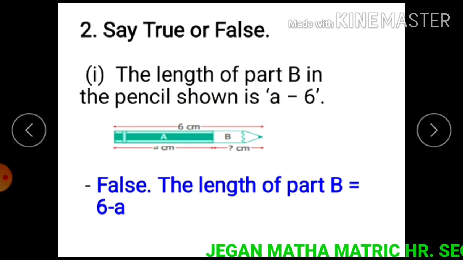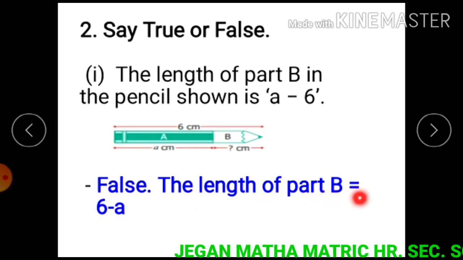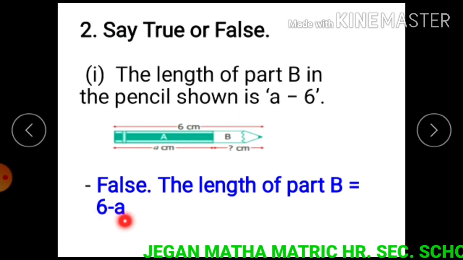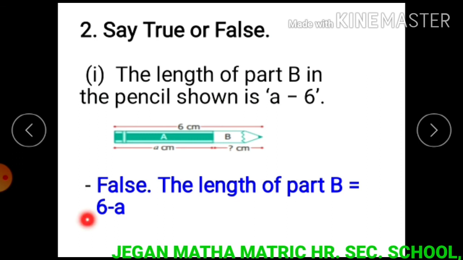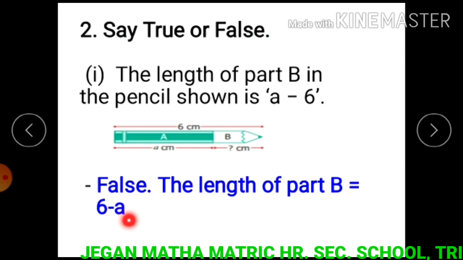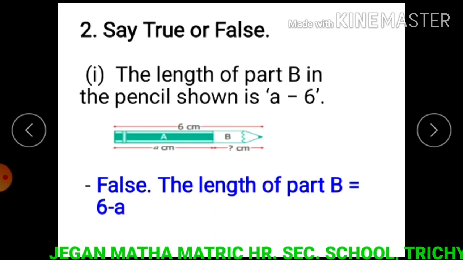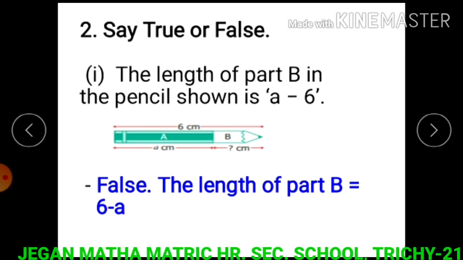The statement that the length of part B is a minus 6 is false, because the length of part B equals the total length of the pencil minus the length of part A. So the total length of the pencil equals 6, and the length of part A equals small a. So the length of part B equals 6 minus a. So this statement is false.